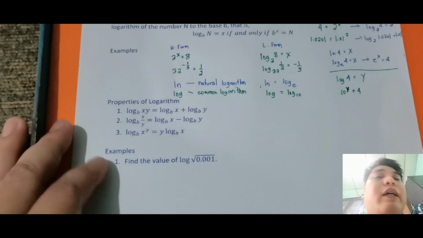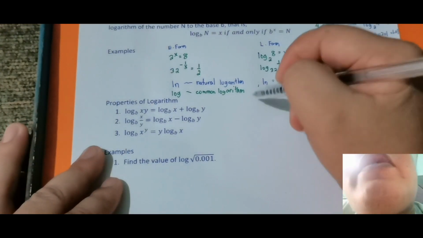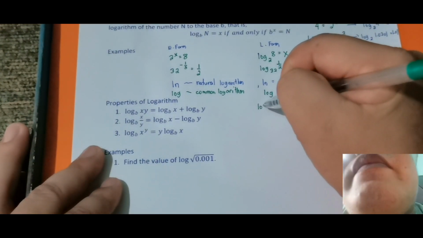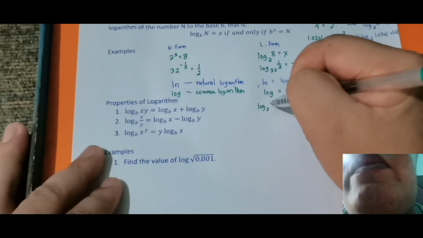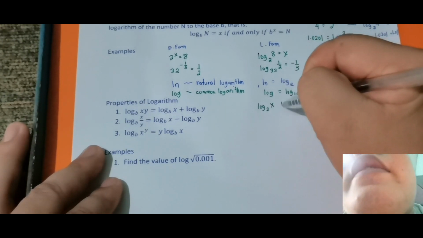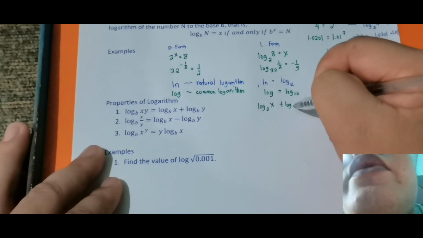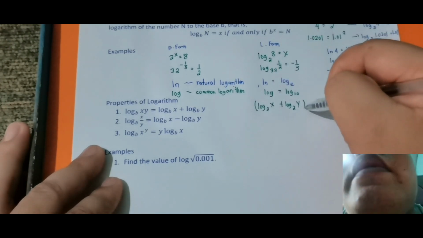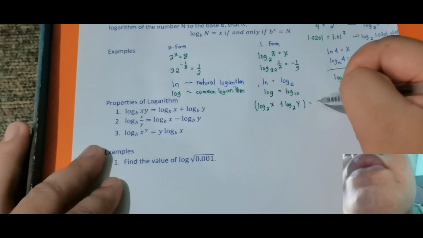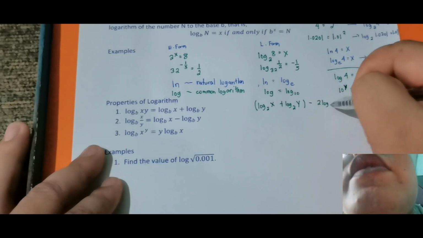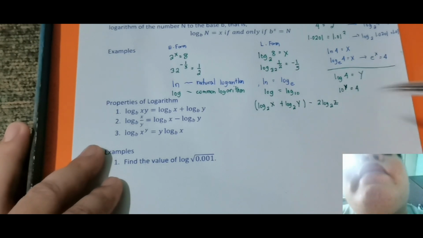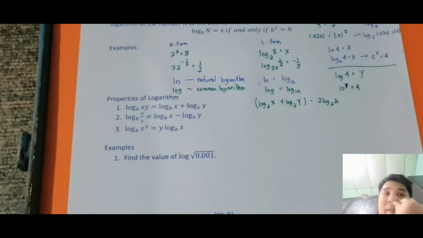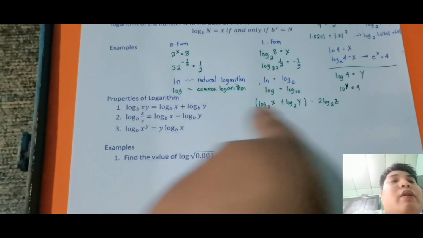Okay, so I think pwede tayo mag-example about dito, no? So, for example, meron akong logarithm to the base 2 of x plus logarithm to the base 2 of y, then minus 2 logarithm to the base 2 of z. Okay, so paano natin siya i-simplify? So nilagyan ko na ng parenthesis. So using yung ating first rule, nakita ko na merong sum.